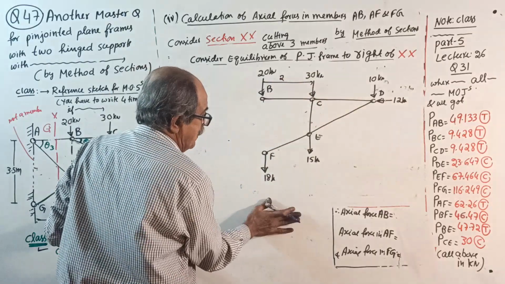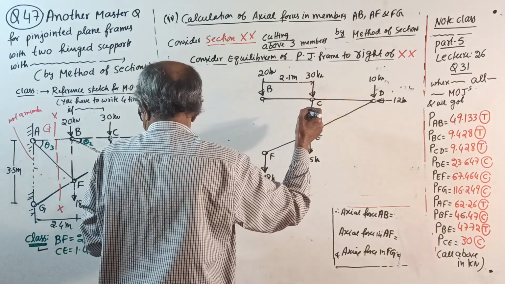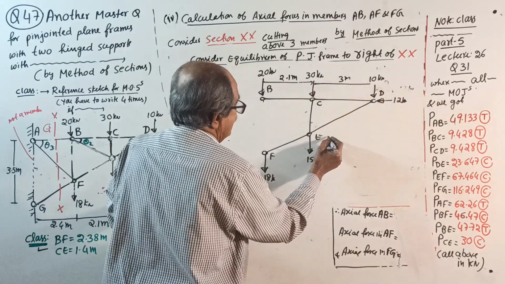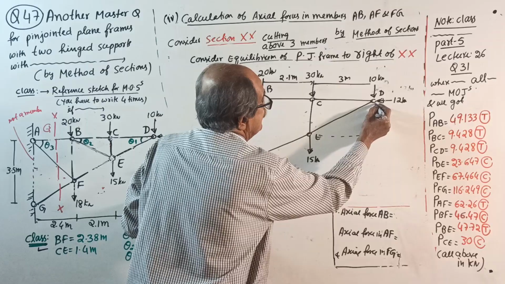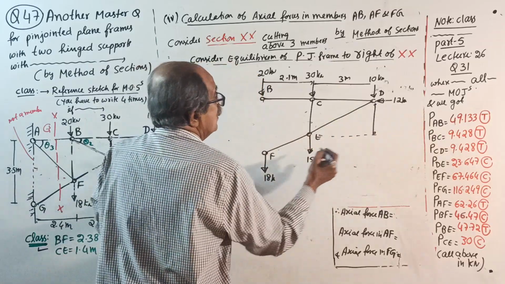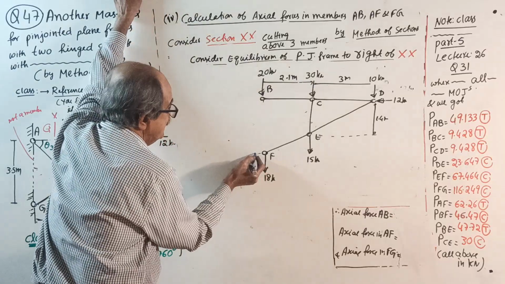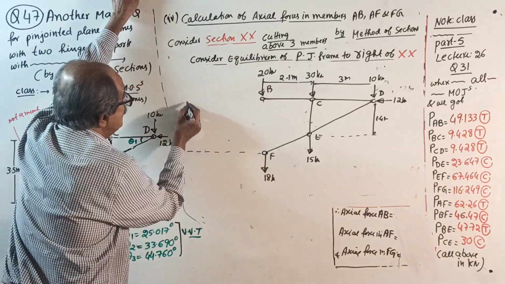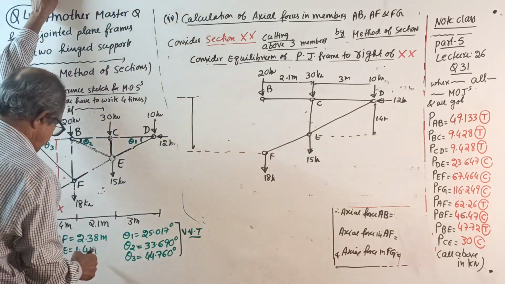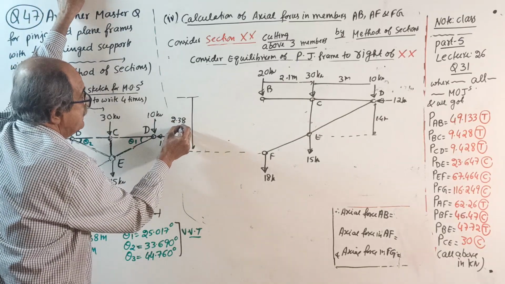2.1 meter. Here there is no place to write. Usually I write here, there is no place. 2.1. This is 3 meter. Okay, and you may require this height. That height is how much? 1.4 meter. And also you may require this height. Write it here. How much is it? 2.38 meter. All calculated. 2.38 meter this side.